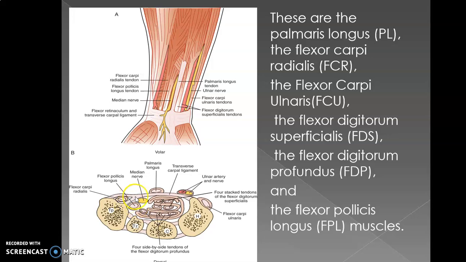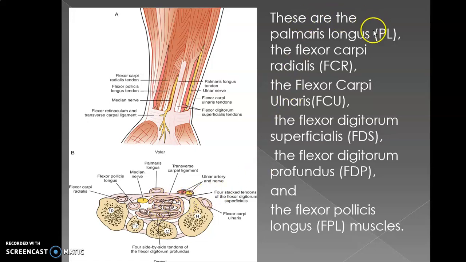Then between another band you have the flexor pollicis longus, the median nerve just above it, and then four tendons of the flexor digitorum profundus in the same layer. Four tendons of the flexor digitorum superficialis are stacked two above each.